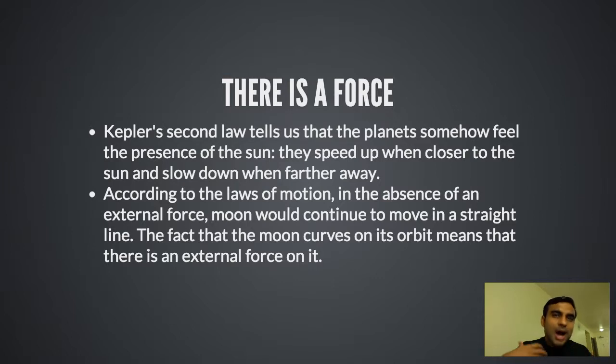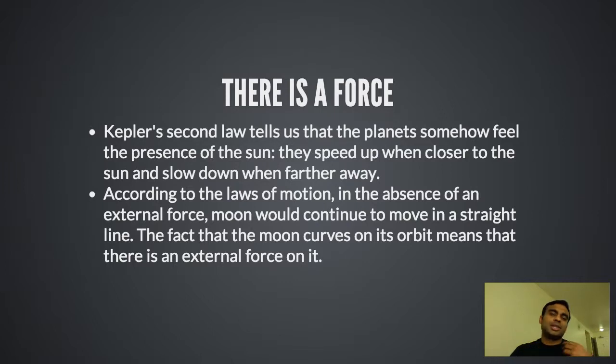So somehow the planets are feeling the presence of the sun. When the sun is closer, they sense it and they speed up. How? There must be some way the sun is letting the planet know that I am here, and that is why we say that the sun is putting some force on the planet.